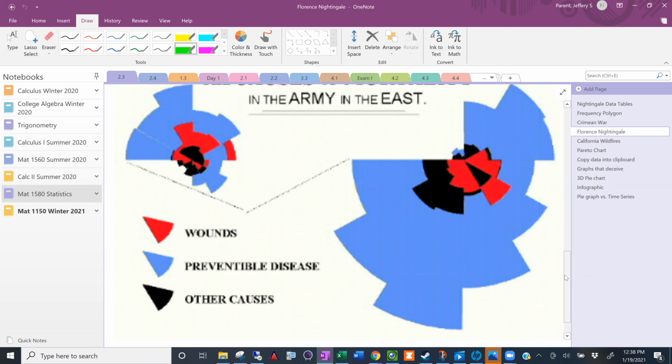Like the shape of it? The shape of it? But what's it telling you though? What's the meaning behind it? What big conclusion is inescapable? It's showing that preventable disease is the biggest cause of death.